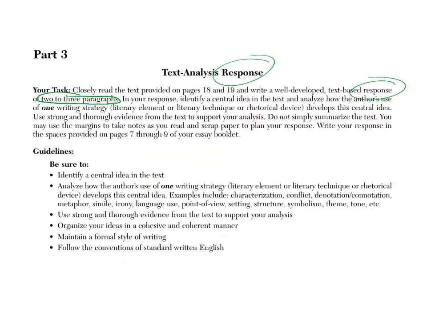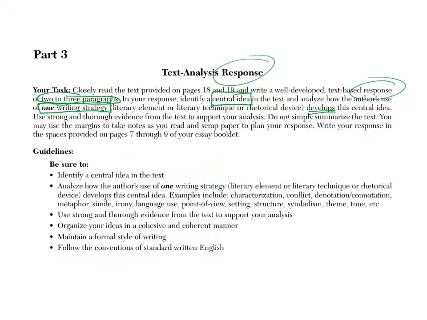In your response, identify a central idea in the text and analyze how the author's use of one writing strategy, literary element or literary technique or rhetorical device, develops this central idea. Okay, so basically we're doing two things. We're looking for a central idea, and we're looking for one writing strategy. And those are the two things you have to hold in your mind. You have to analyze how they work together, how the author uses the writing strategy to develop the central idea.